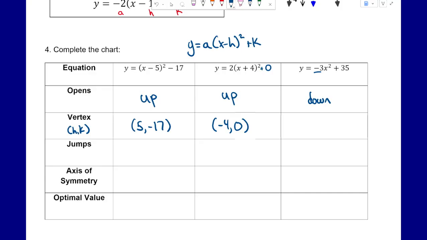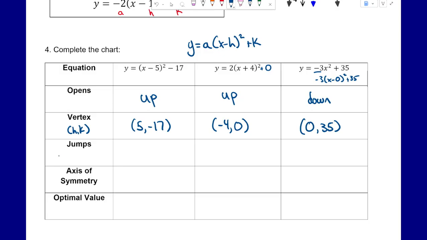And then for the last one, I don't see anything in brackets. There's not x minus something or x plus something. So that means my x value of the vertex, or my h value, is 0, and the k is 35. So similar to how we showed the plus 0, you could have negative 3 times (x minus 0) squared plus 35 if you wanted to visualize what it would look like with a 0 in there. But we know that anything subtracting 0 doesn't really change anything.